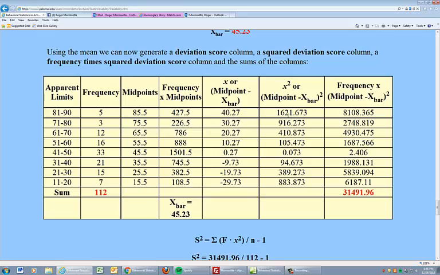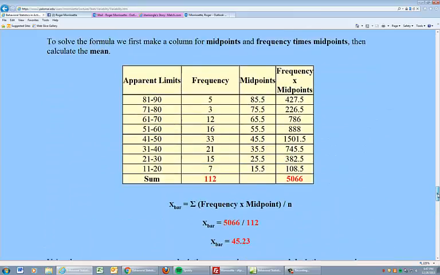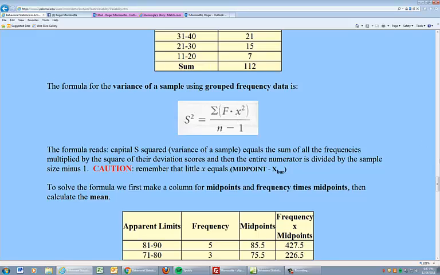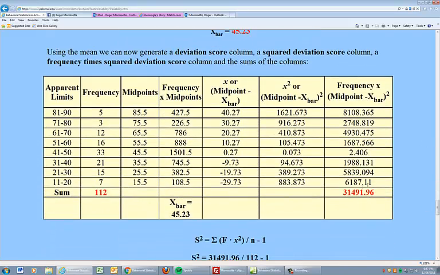5 times 1,621.673 equals this value right there. That's how we got all these points. And then, of course, the final step in the numerator is to sum all the values. And that's what we do right here. We sum them. That's our numerator value.